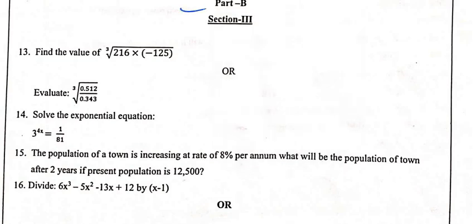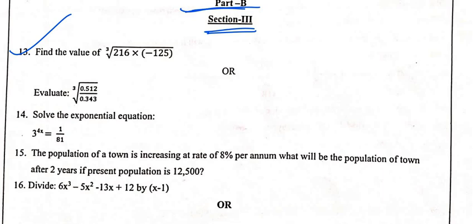Here you can see part B, section 3, is 2 marks questions. We have 9 questions of 2 marks, and in 3 questions we will get choices. Now see, the first question of 2 marks is question number 13: find the value of cube root of 216 into minus 125.